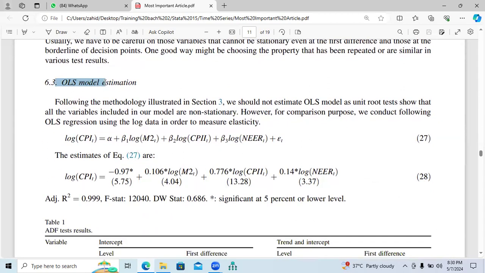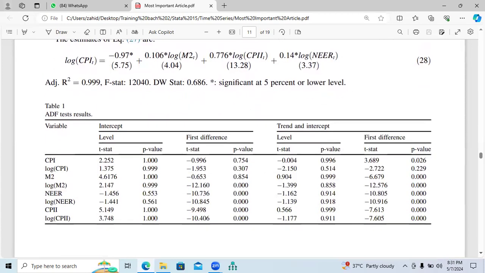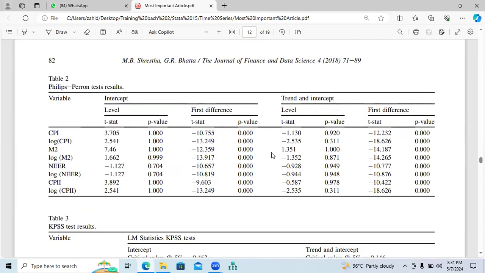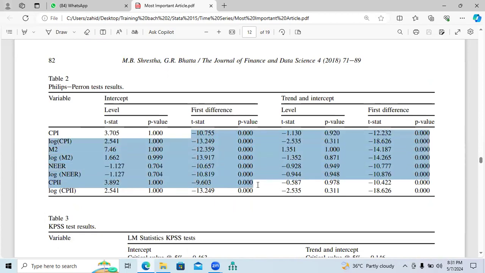For example, here you can see the OLS model estimation, how an OLS model in time series analysis can be prepared and how it is basically tested. Then you can see the ADF test, which is basically a unit root test. Here you can see there are a lot of variables which are not stationary at level. But at first difference, a number of variables are stationary. So there are a lot of methods that you can apply. But if you consider the trend and intercept, majority of the variables becomes stationary at first difference. So this is the basic criteria that you can apply using the time series analysis.